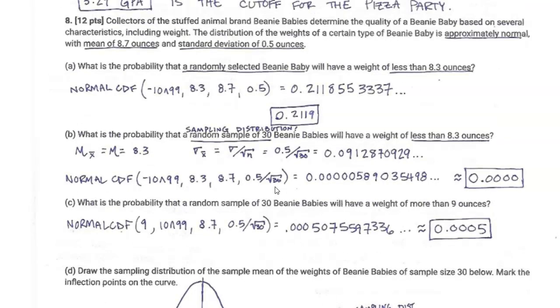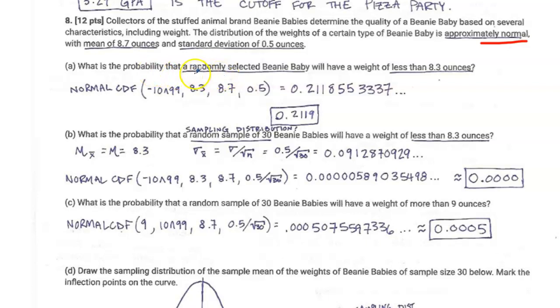Question number 8, we're talking about Beanie Babies, which are small stuffed animals. The distribution of weights of a certain type of Beanie Baby is approximately normal. That's important because then we can use our normal CDF. Mean of 8.7 ounces and standard deviation of 0.5 ounces.